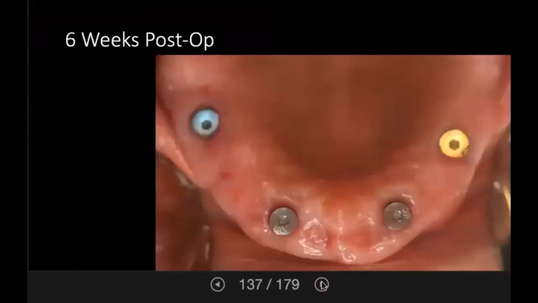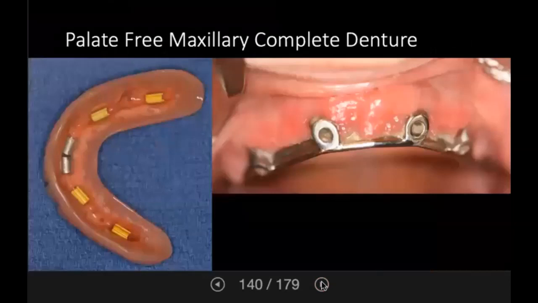After 6 weeks of healing, the implants are osseointegrated and a custom bar is fabricated to allow for a palateless prosthesis and maximum retention. Care is taken when planning a case for a bar to allow for sufficient VDO, as a bar prosthesis has a higher profile than locator attachments.